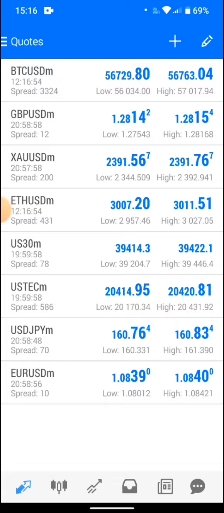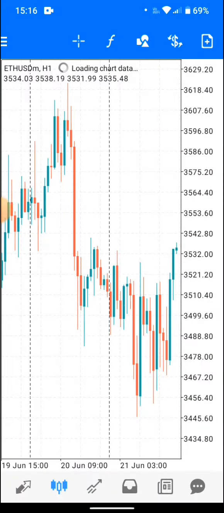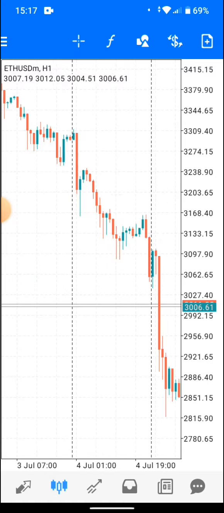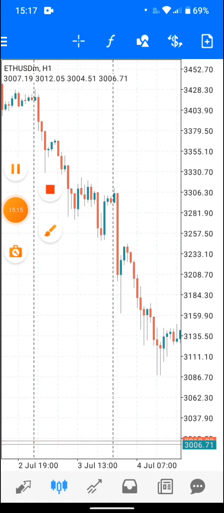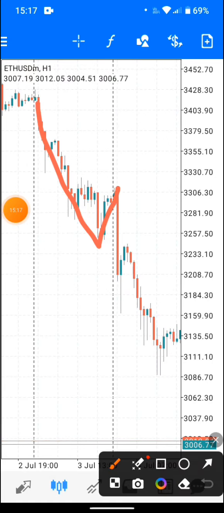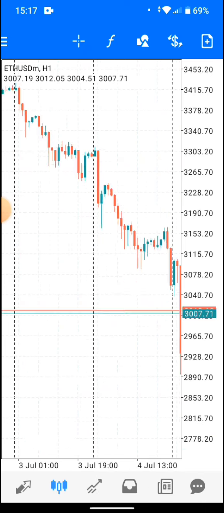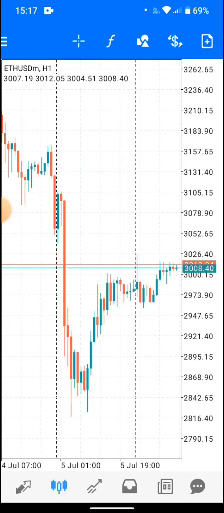Let's go to another pair. Let's open the chart of Ethereum. So you can see this. As soon as you see this, you are basically seeing lower low, lower high, lower low, lower high, lower low. You are trying to see another lower high. So as soon as you see this, you can see the market is dropping.